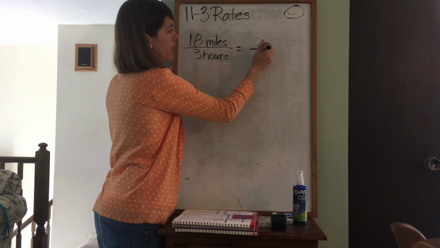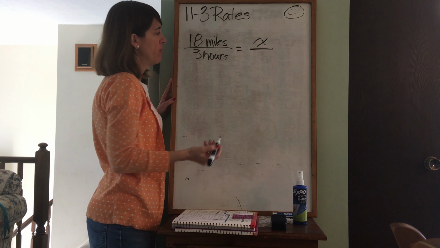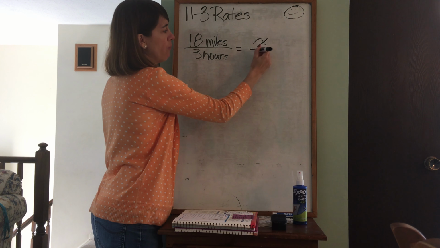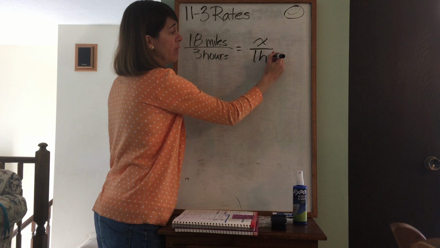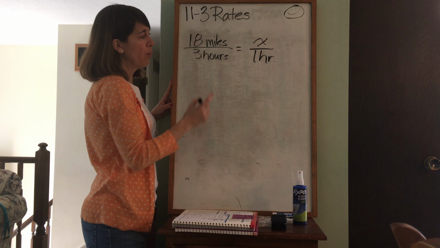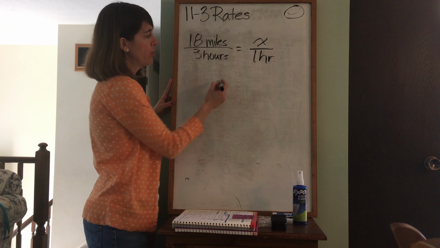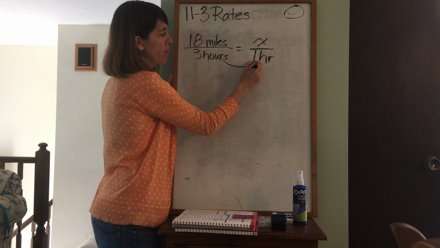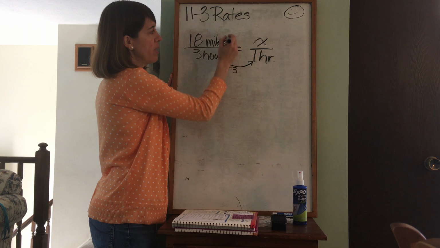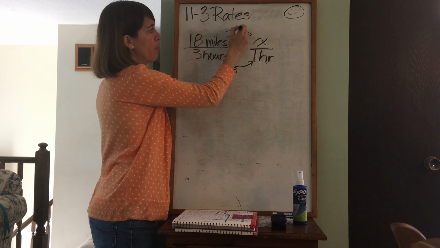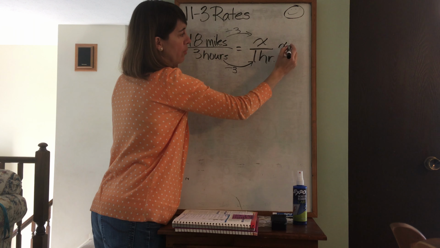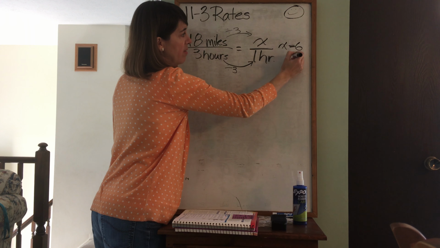So we're going to fill in X for miles because that's what we want to know. And then we know that they're looking for how much in 1 hour. So similar to the way that we do equivalent fractions, we're going to figure out how to get from here to here. That happens to be divide by 3. So we divide by 3 up here, and X equals 6, which was 6 miles.